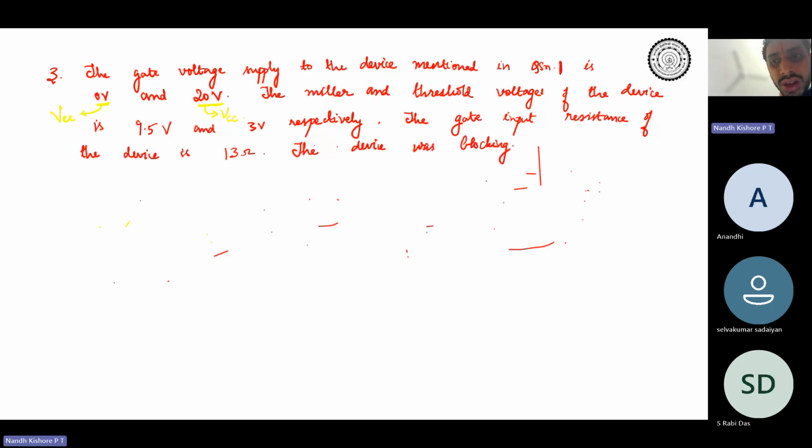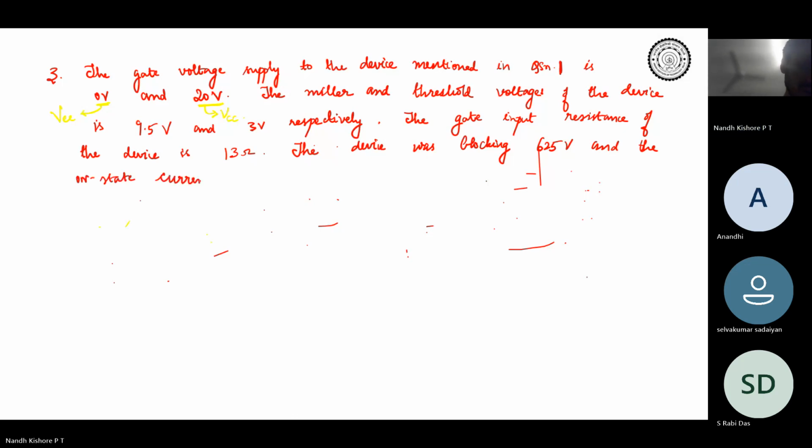was blocking 625 volts, right? So this was the VDS before the device turns on. So this indicates your VDC or the DC link voltage, right? Is 625 volts, and the on state current is 20 amperes.